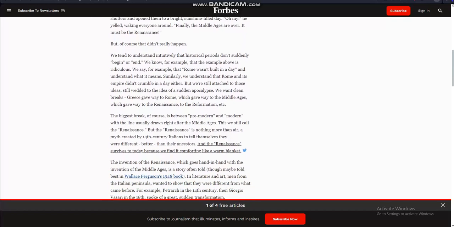We tend to understand intuitively that historical periods don't suddenly begin or end. We know, for example, that the example above is ridiculous. We say, for example, that Rome wasn't built in a day and understand what it means. Similarly, we understand that Rome and its empire don't crumble in a day either, but we're still attached to those ideas, still wedded to the idea of a sudden apocalypse. We want clean breaks. Greece gave way to Rome, which gave way to the Middle Ages, which gave way to the Renaissance, to the Reformation, etc. Now, as you all know, Greece learned everything they know from Egypt.